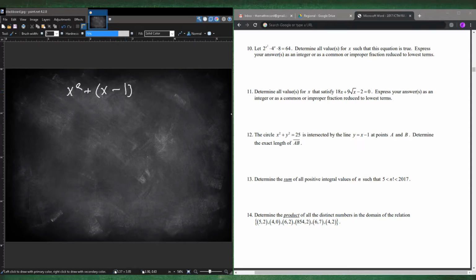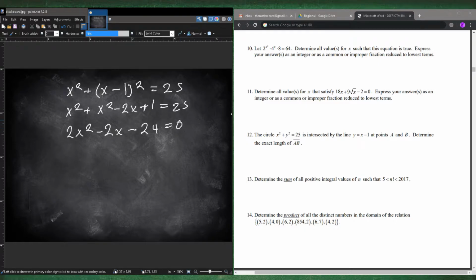So x squared plus x minus 1 squared is equal to 25. Expanding this out, that's x squared minus 2x plus 1 is equal to 25. So adding them together, that's 2x squared minus 2x, and then 1 minus 25 is minus 24. It's equal to 0. Divide 2 from each term. So 2x squared divided by 2 is x squared. Minus 2x divided by 2 is minus x. And negative 24 divided by 2 is negative 12 equals 0. And this could be put as x minus 4 and x plus 3.